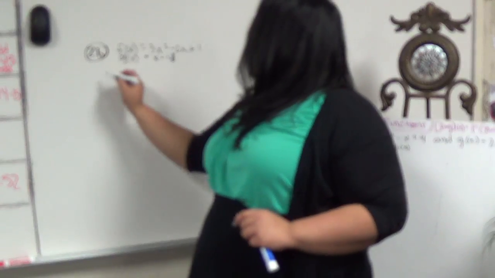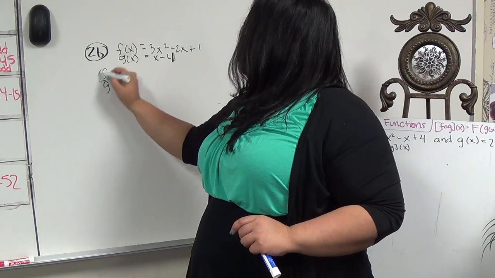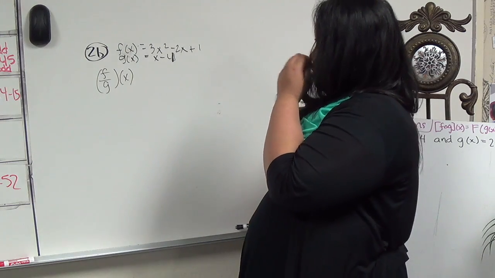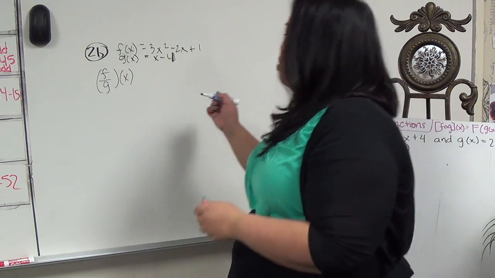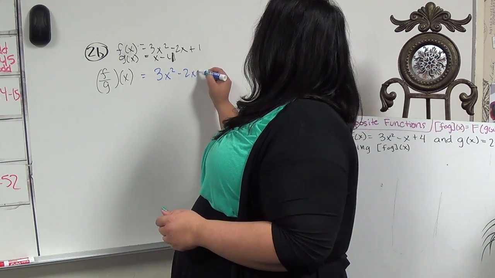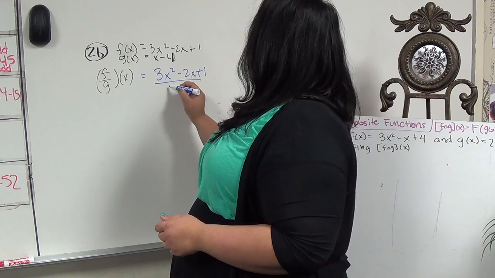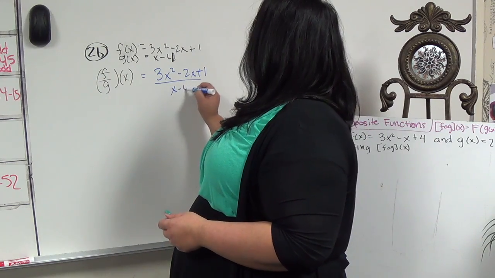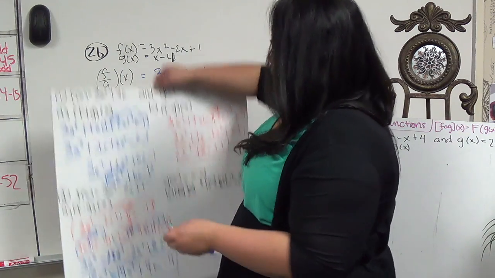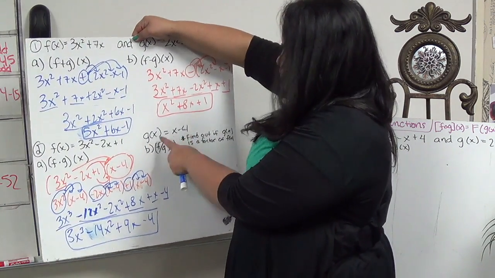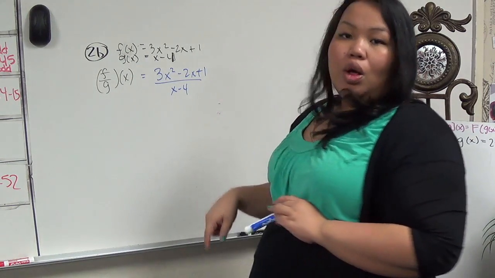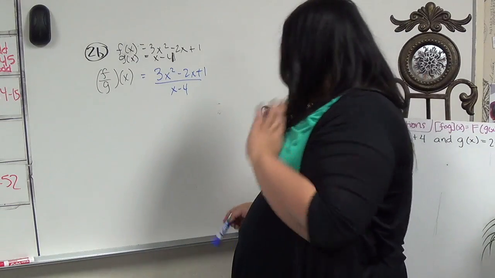And then we're trying to find f divided by g of x. All right, so in this case, I need to see if this can be simplified. 3x squared minus 2x plus 1, f is on top, over x minus 4. So the clue here is to see, we're going to use the remainder theorem to see if this is a factor. Because if I can break these up into bubbles, then it might just help.